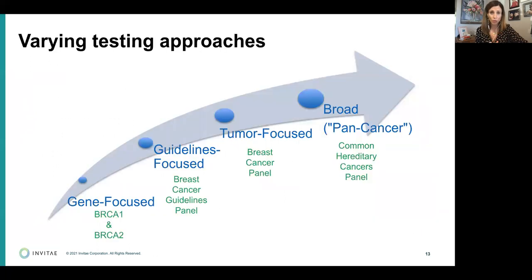And there are many different ways that panels have been developed. Some of these might be gene focused, such as BRCA1 and BRCA2 alone. There are guidelines focused tests, based off of things like NCCN guidelines that associate 8 genes with breast cancer, so there may be a very targeted 8 gene panel that looks at breast cancer guideline genes. Or you can get more broad into tumor focused panels, looking at any gene that has potentially been associated with breast cancer on a panel.